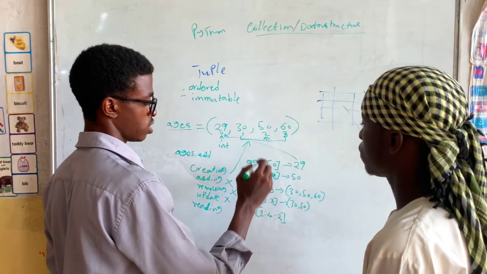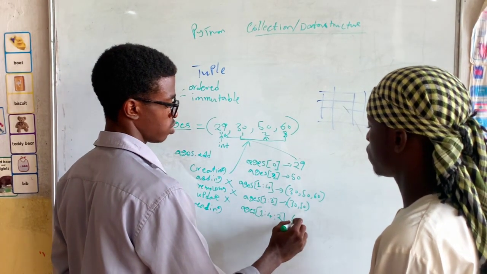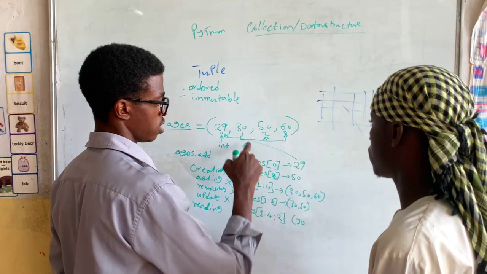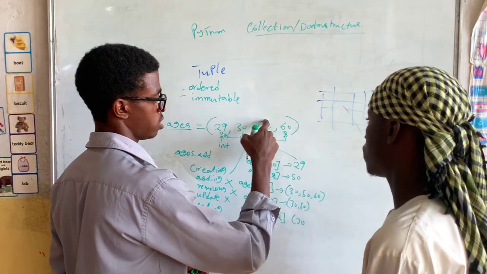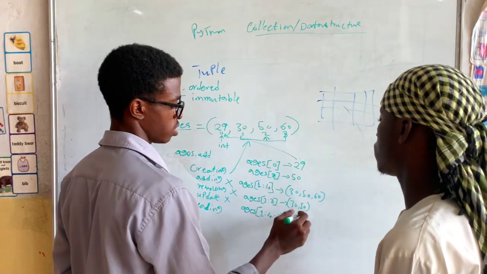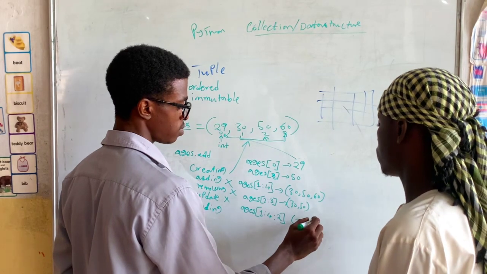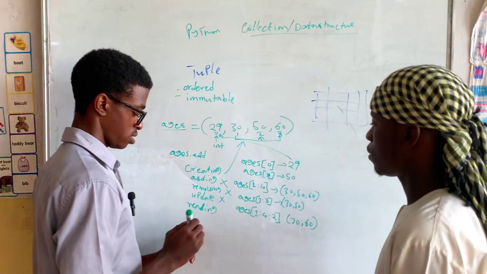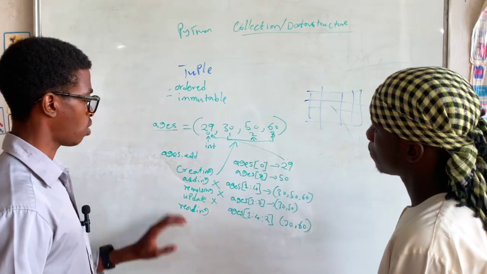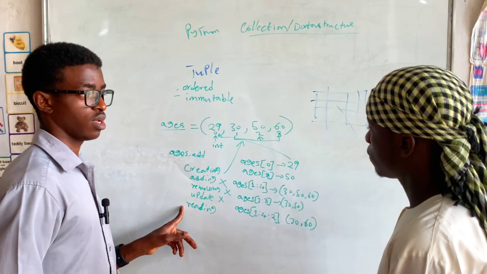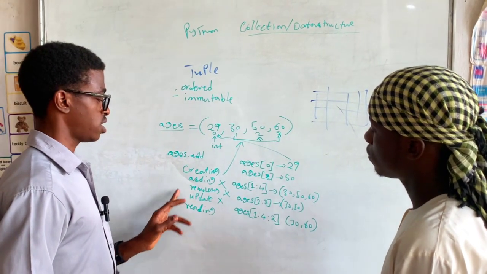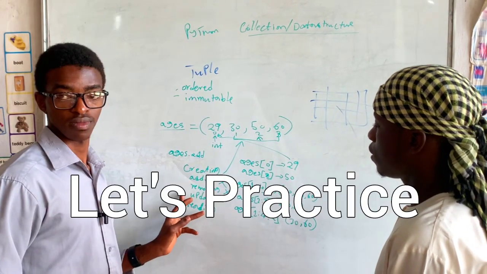So now it's going to take what? It's going to show you 30, the first one. Then it's going to jump over the 60 and 50 and look for the 60. Do you understand? Yes. So this is how tuple works. We can only create and read tuple. The moment we create and read, the rest we cannot do.